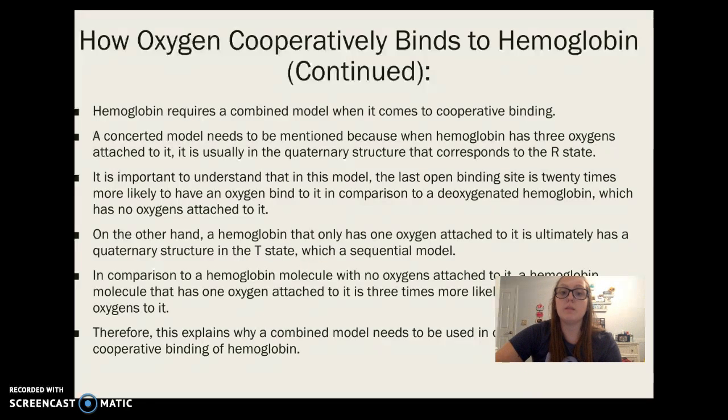On the other hand, a hemoglobin that only has 1 oxygen attached to it ultimately has the quaternary structure in the T state, which is the sequential model. In comparison to the hemoglobin molecule with no oxygen attached to it, a hemoglobin molecule that has 1 oxygen attached to it is 3 times more likely to attach further oxygens to it. Therefore, this explains why the combined model needs to be used in order to describe the cooperative binding of hemoglobin.